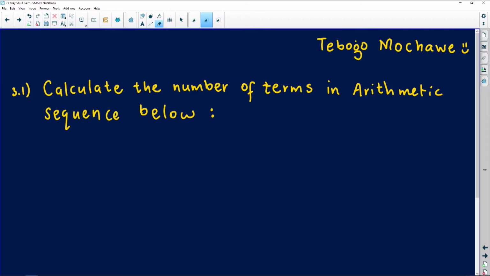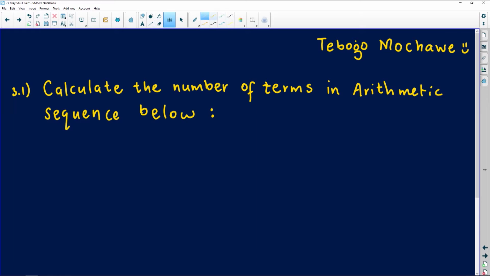In addition, sigma notation and the concept of sum to infinity, very important. When you know that, you are covered. You can be able to ace this particular section as well, right? So the question that was sent to us starts by, first of all, asking us the following. Calculate the number of terms in the arithmetic sequence below.